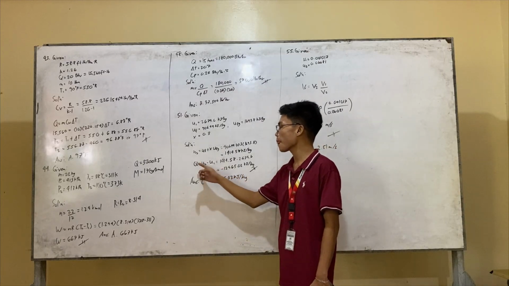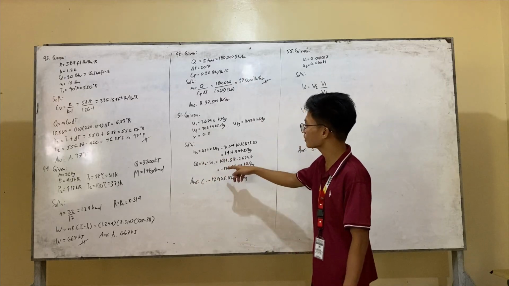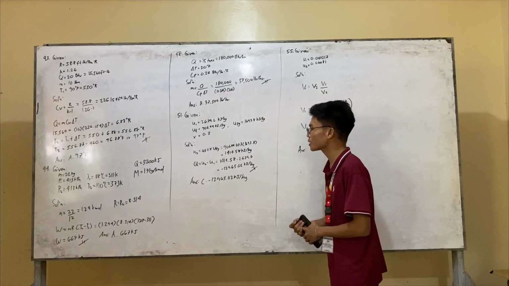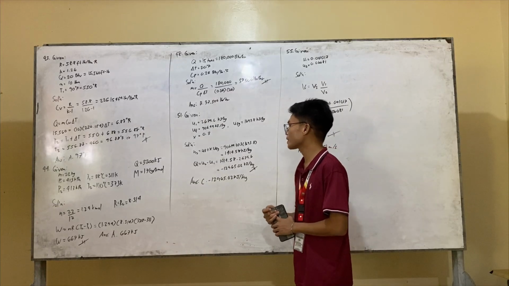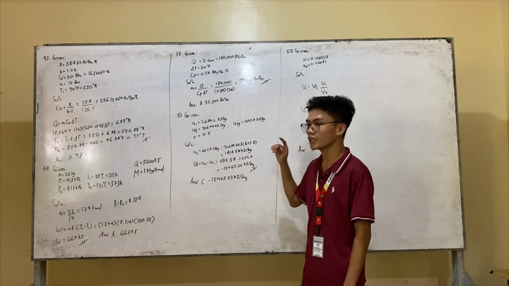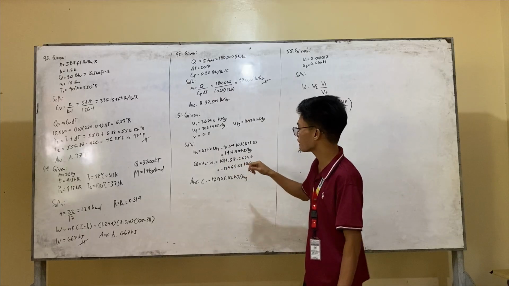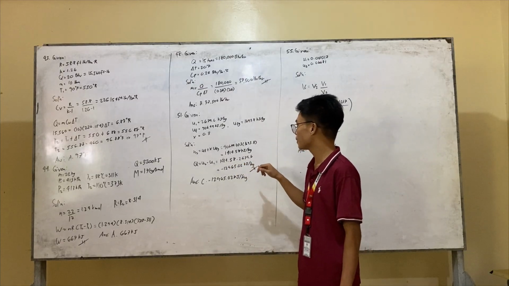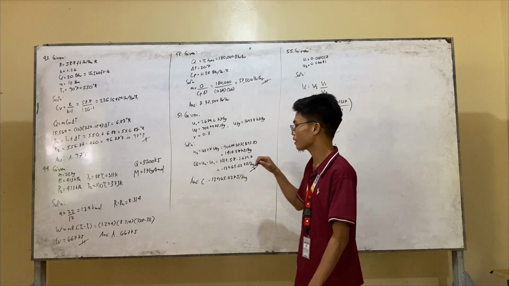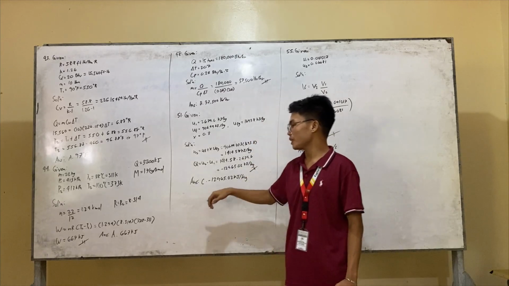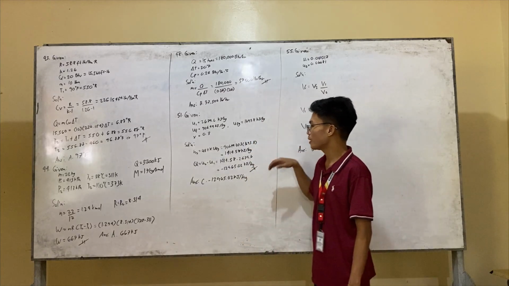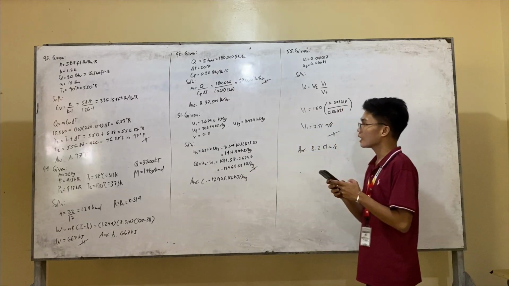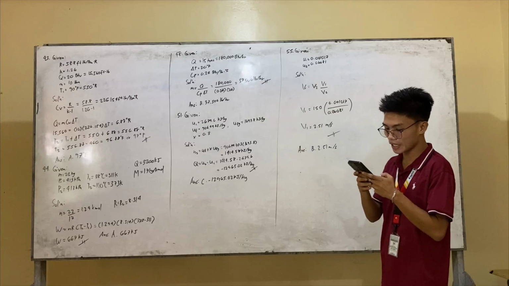Now we can get the Q. The formula is Q is equal to u sub 2 minus u sub 1. So 1,414.58 minus 2,679.6, we can get negative 1,265.02 kilojoules per kilogram, which is letter C, negative 1,265.02.